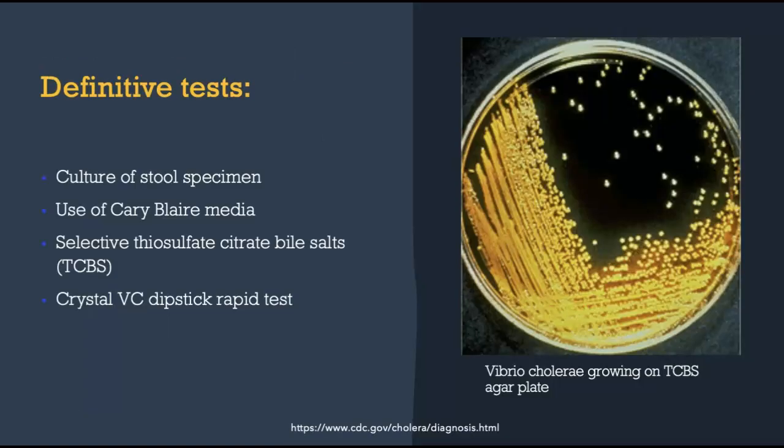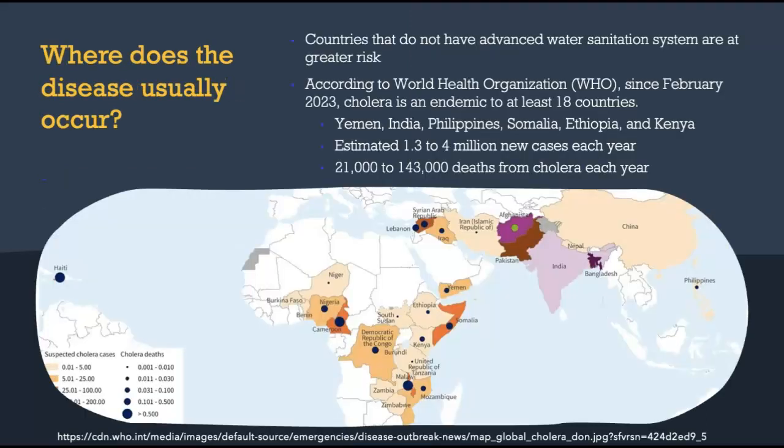Isolation and identification of Vibrio cholerae by culture of a stool specimen remains the gold standard for diagnosis of cholera. We also have the use of Cary-Blair media and selective thiosulfate citrate bile salts agar, or TCBS, which you can see in this photo. Vibrio cholerae is growing on the agar plate. In areas with limited or no laboratory testing, the Crystal VC dipstick rapid test can be used. However, the sensitivity and specificity of this test is not optimal.